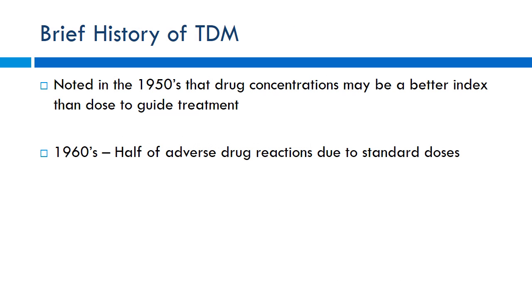It's been around probably since the 1950s, and as time goes on, as it's easier to get drug levels, and as we establish what the effective ranges are, this becomes more and more useful. We realized that even back in the 60s, probably half the adverse reactions we saw were due to standard doses. You can give all of you the same dose of a drug, and some of you would have no problems with it whatsoever, some of you would have no therapeutic effect, and some of you would possibly get toxic.